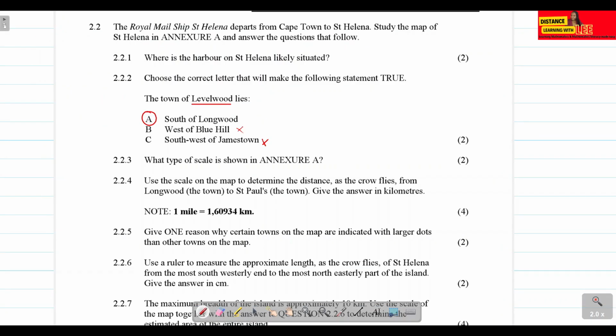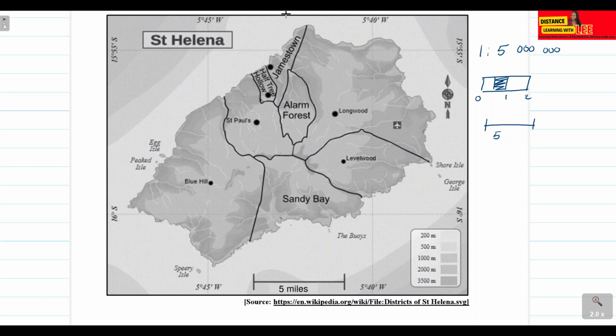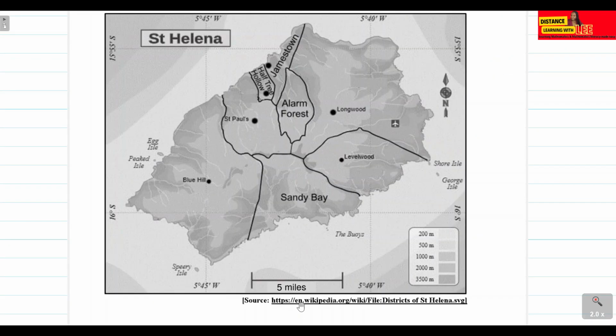Okay, let us have a look at question 2.2.4. Use the scale on the map to determine the distance as the crow flies from Longwood to St. Paul's, the town, and give the answer in kilometers, right? So if you were to look at this map here, and a bird were to fly from Longwood to St. Paul's, what would that actual distance be?